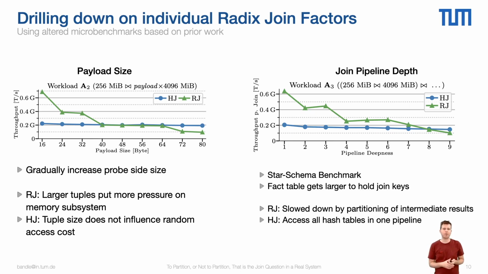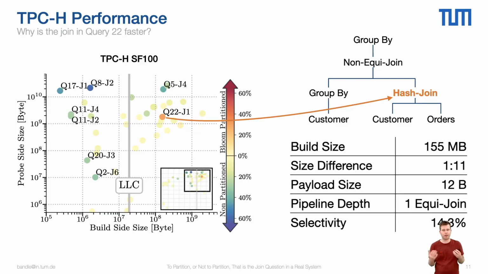Having all those factors together, we can now look into what makes query 22 a good candidate for a radix partition join and to validate our findings. So to first look at the build size. The build size is clearly larger than our last level cache, so that makes it a good candidate.